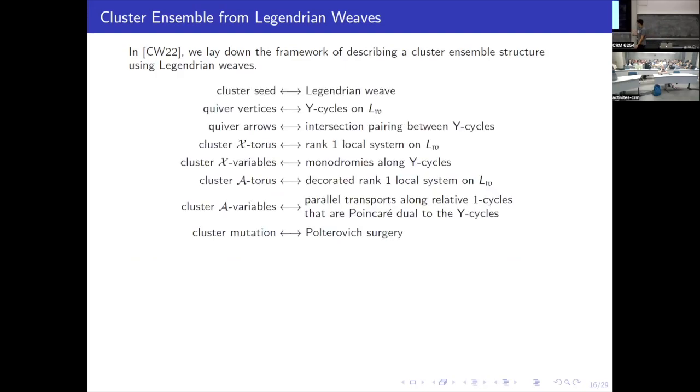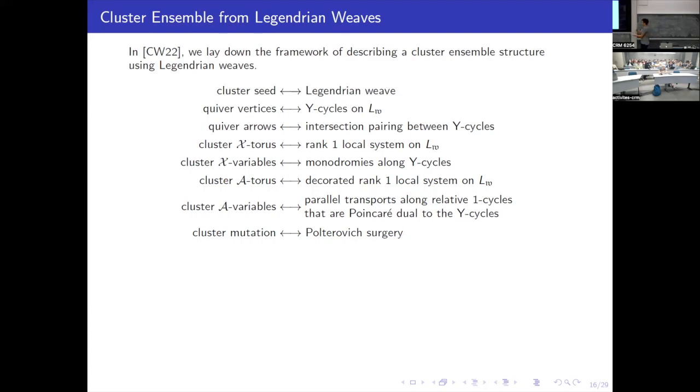So here's the dictionary. The cluster seeds correspond to Legendrian weaves. The quiver vertices correspond to these kinds of cycles on the weave. The arrows are intersection pairings between these cycles. The X torus, you can interpret it as a rank 1 local system on the surface. The X variables are monodromies.